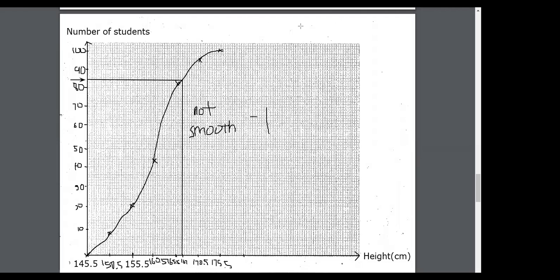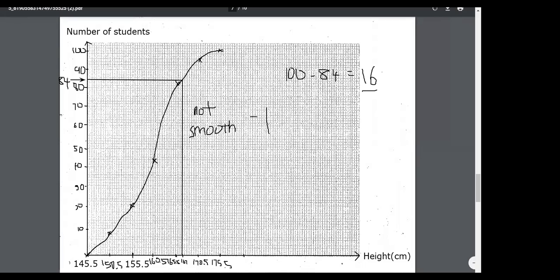So you see, the total number of students is 100. So you minus the amount of data you get, something like 84, 85, over the total number of students. The number you obtain is 16. So use the 16 over 100 times 100%, over the total number of students.